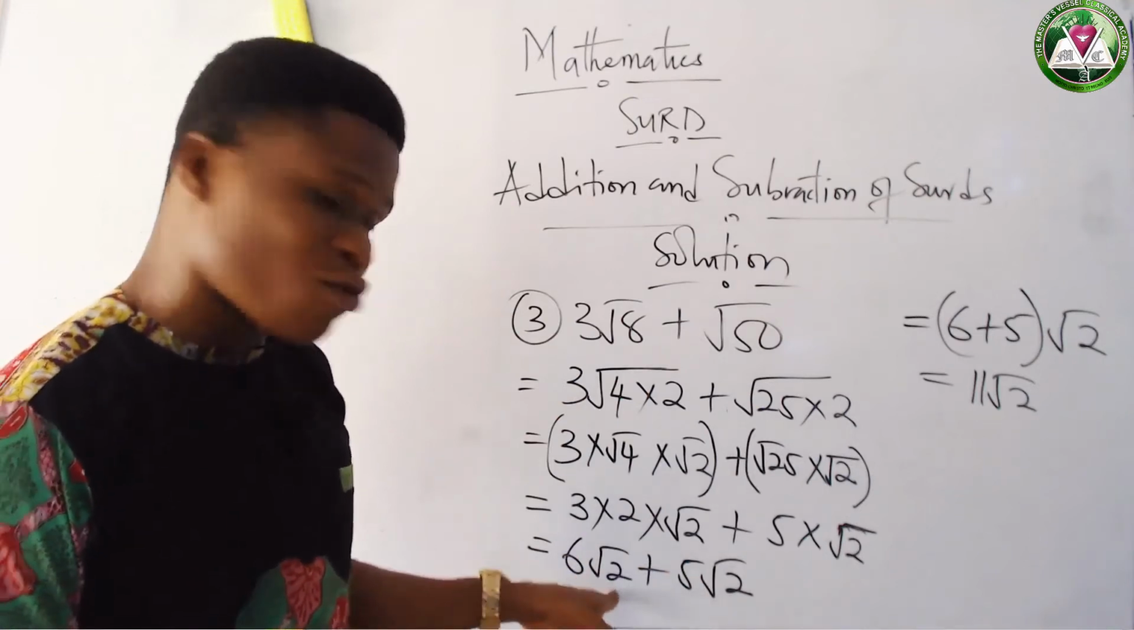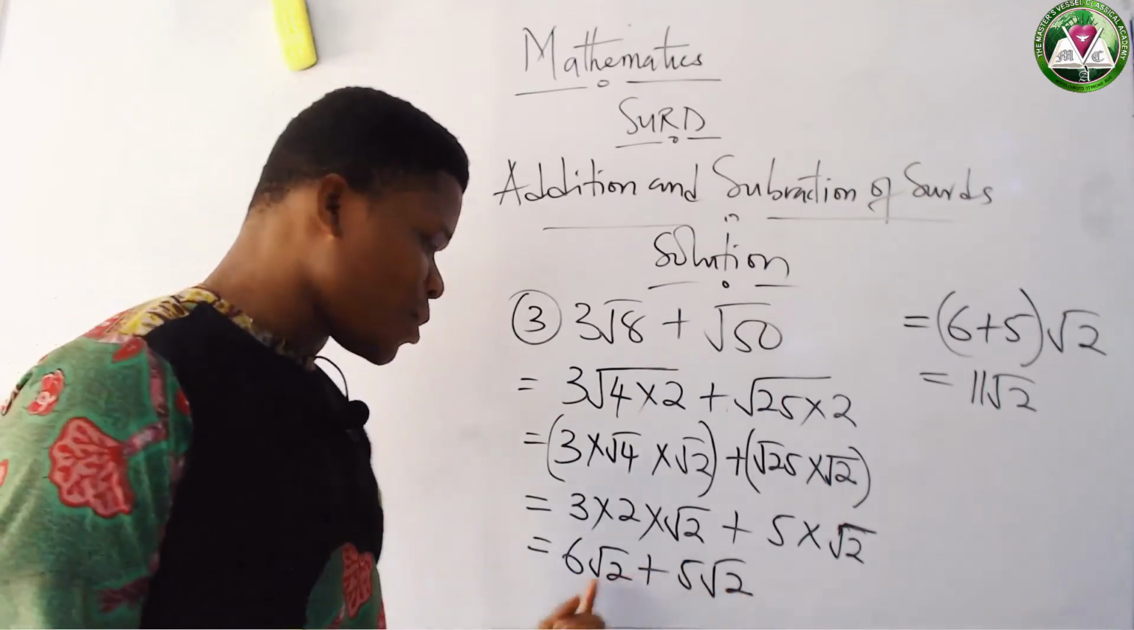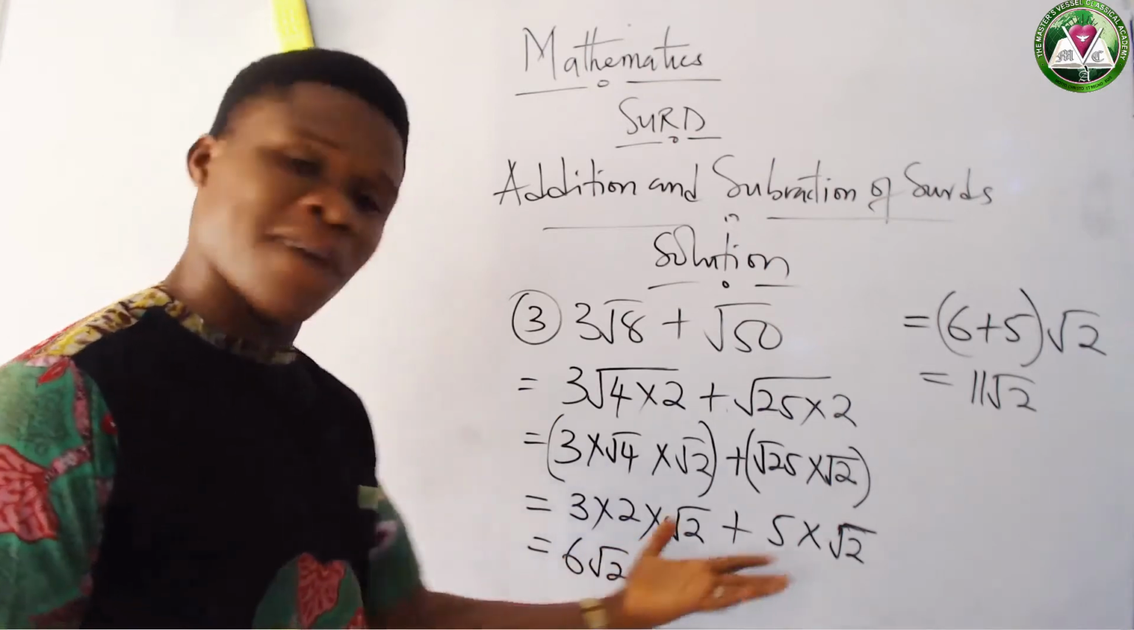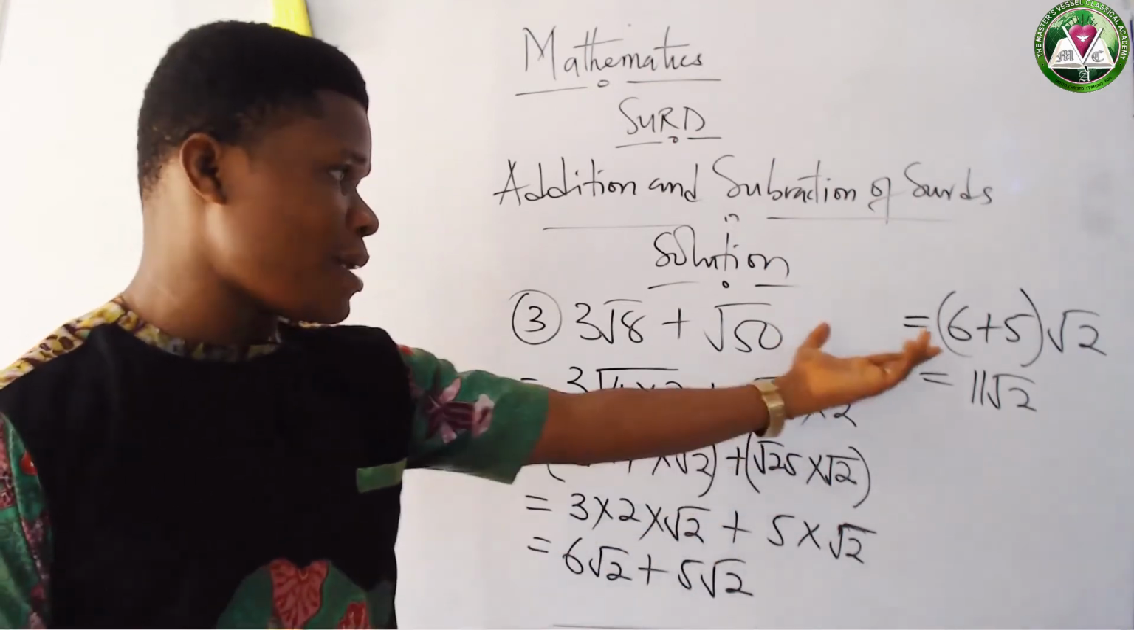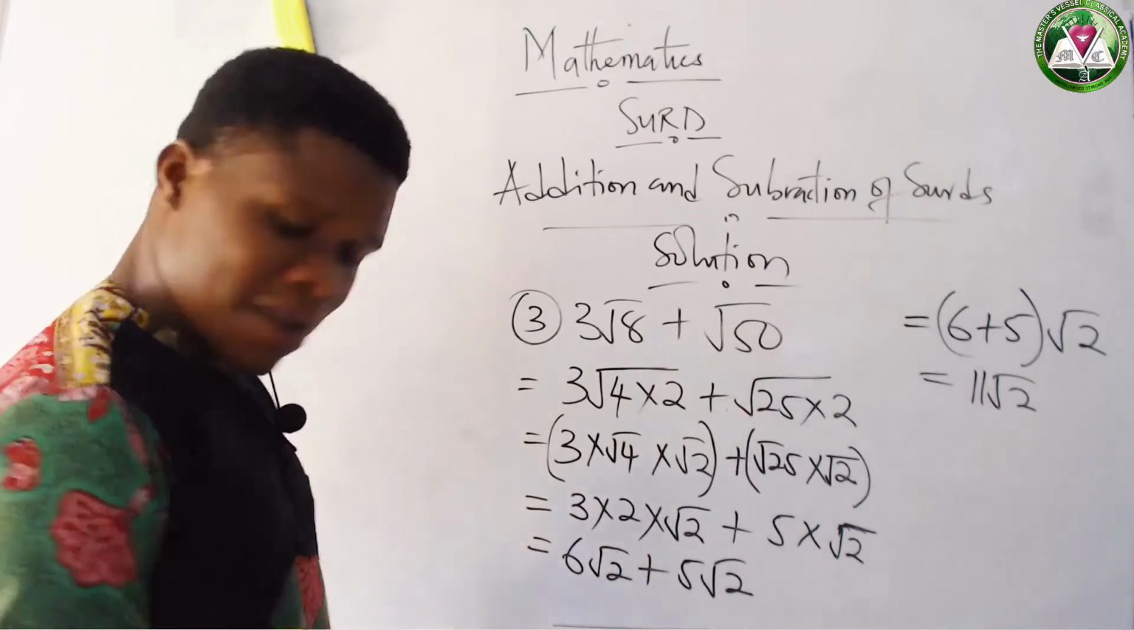This is 6 root 2 plus 5 root 2. The same root 2, root 2. So it's more like 6x plus 5x. So we went ahead to add the 6 and the 5 to give us 11 root 2.